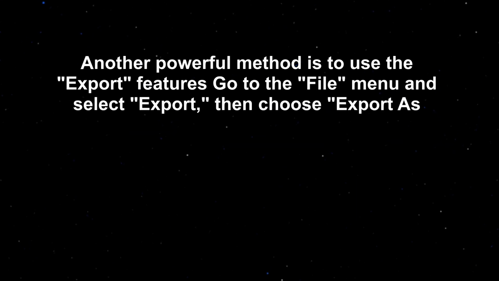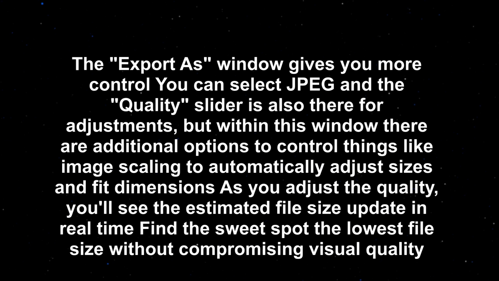Another powerful method is to use the export features. Go to the File menu and select Export, then choose Export As. The Export As window gives you more control. You can select JPEG, and the quality slider is also there for adjustments.